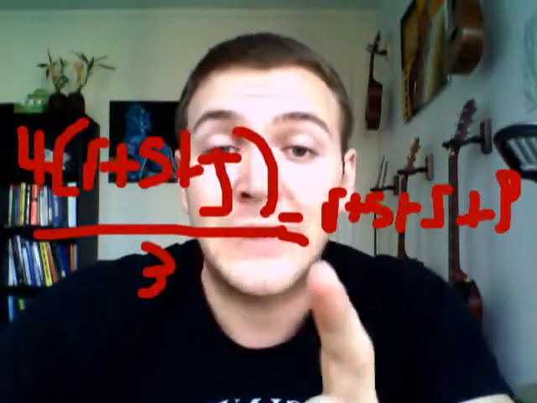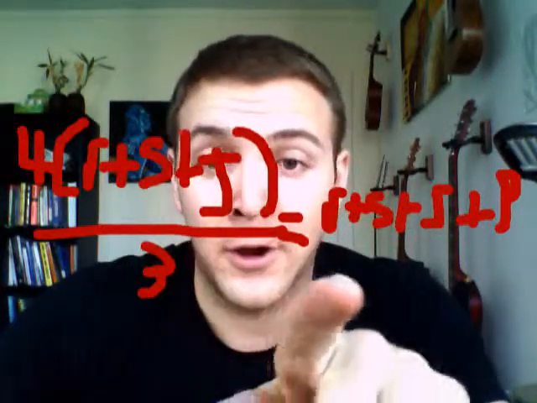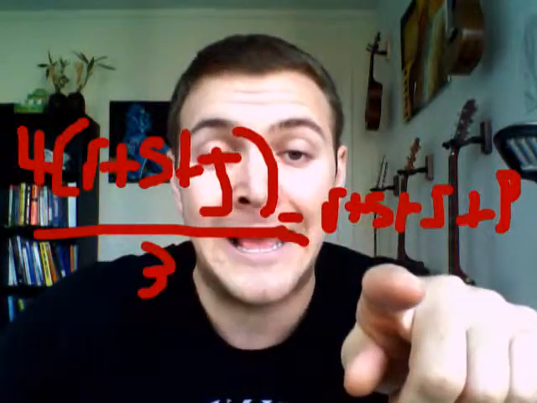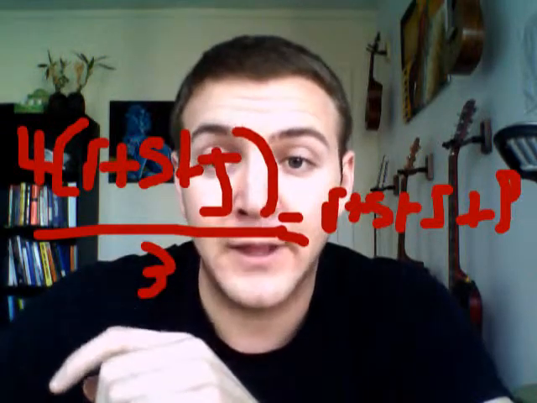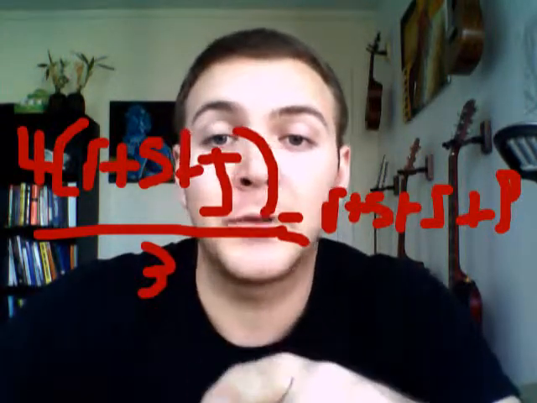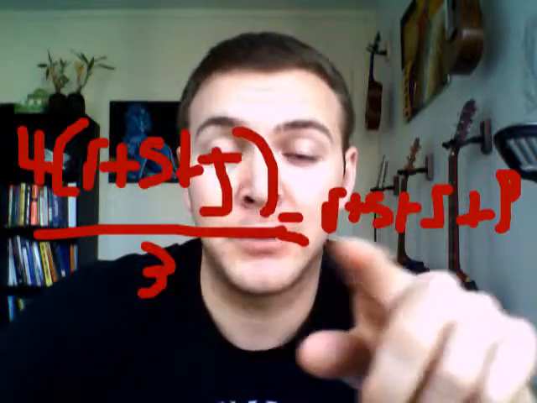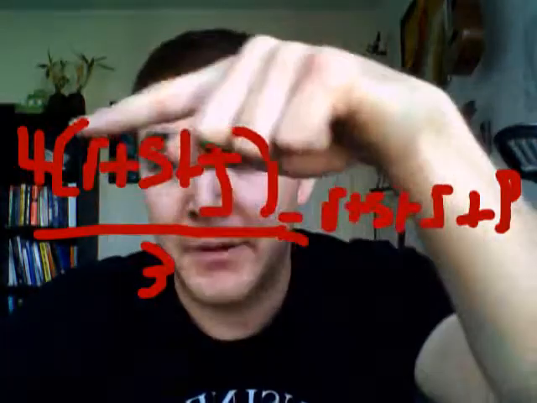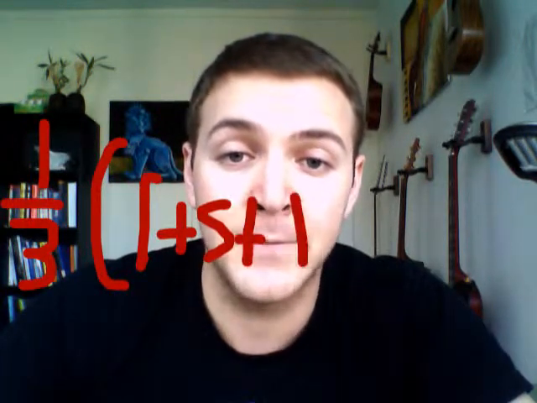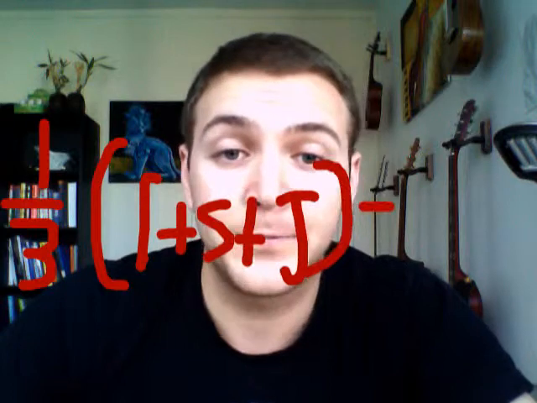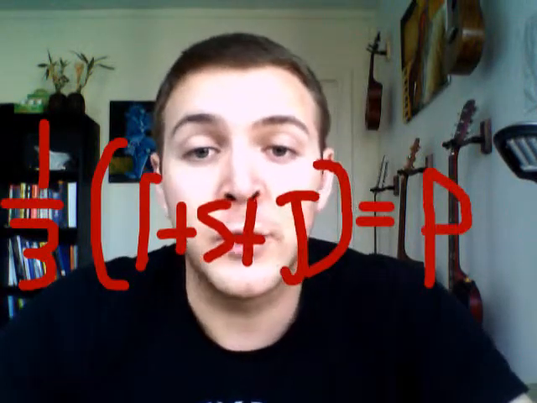So what we can just do is subtract 3/3 R on both sides, 3/3 S on both sides, and 3/3 J on both sides. And what we end up getting is (R + S + J)/3, because it's 4 of them minus 3 of them on both sides. So the answer ends up being 1/3 (R + S + J) equals P. And that's your answer.